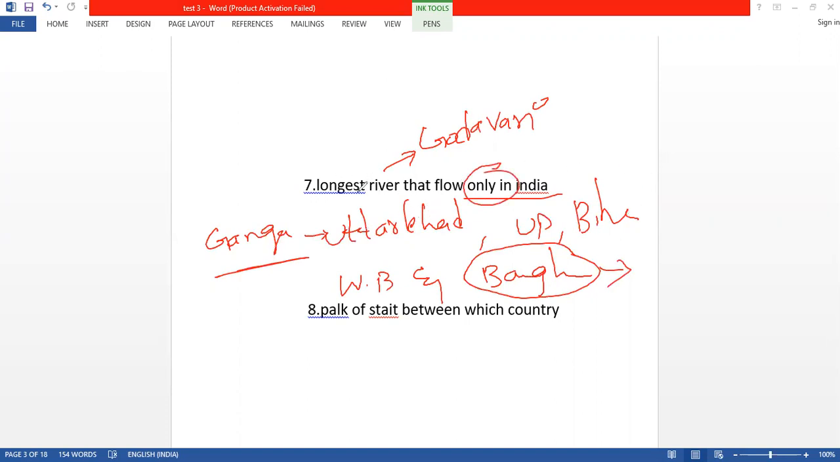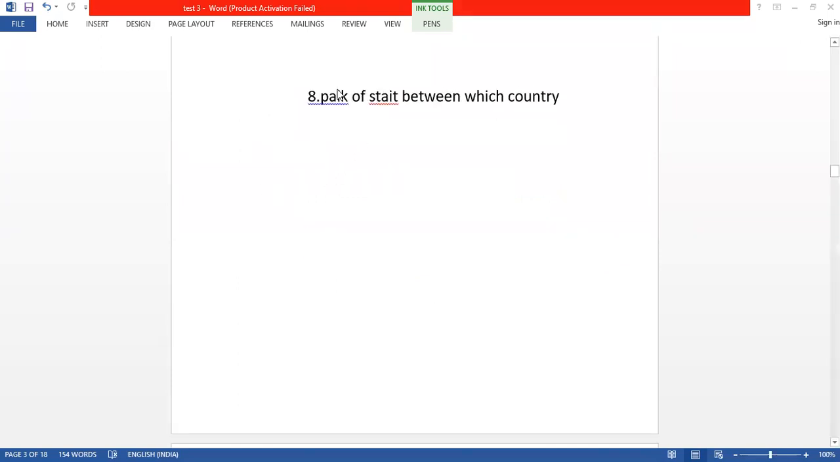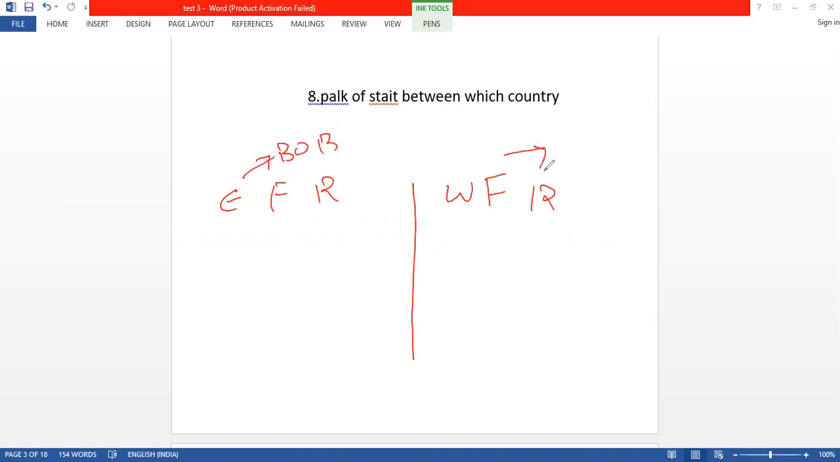Suppose tomorrow the question is which is the longest river which flows only in India in the west direction, then what is the answer? Narmada. You must observe this point clearly. See here, there are a few east flowing and west flowing rivers. Just write down here, I am giving the answer. East flowing river and west flowing river. East flowing river means it meets the Bay of Bengal. West flowing river means it meets the Arabian Sea.